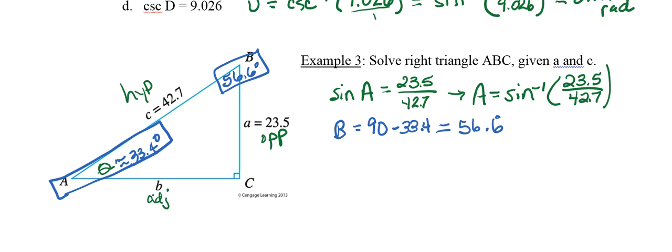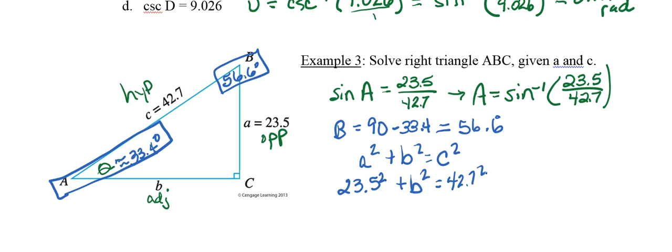Now the only thing I don't know is little b, or side b. So again, I have 2 out of 3 sides of a right triangle. I can simply do the Pythagorean theorem. So I don't necessarily have to do trig. I could if I wanted to, but I don't need to. I'm going to do 23.5 squared plus b squared equals 42.7 squared. Make sure you square root it. And so little b is approximately 35.7. So I had 3 things that I didn't know, and I found all 3.